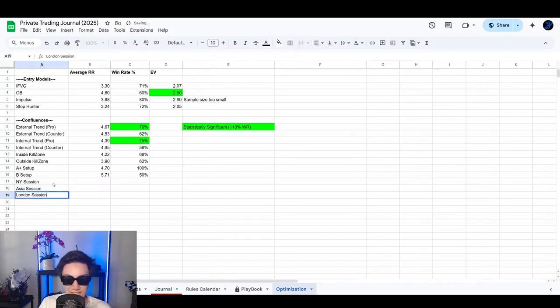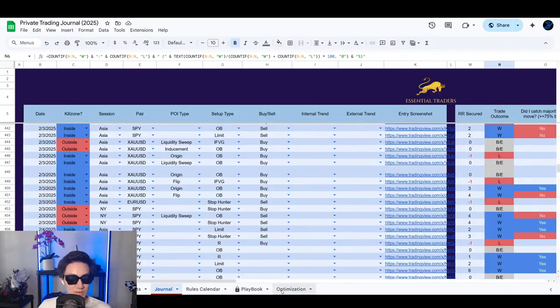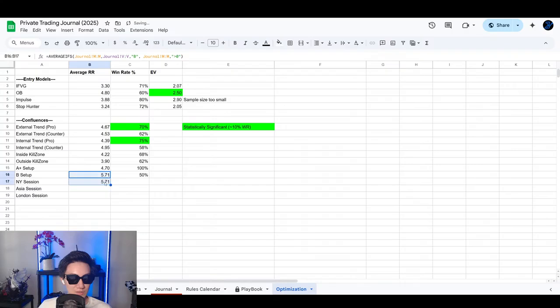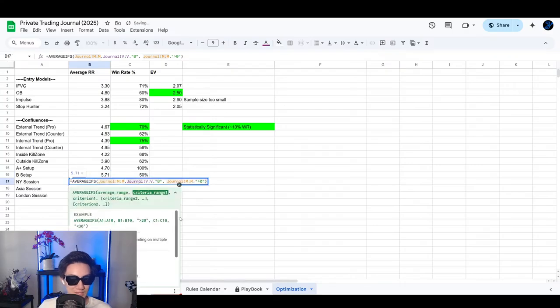But this is exactly how you optimize your trading. A lot of people don't talk about this because they don't know how to optimize their trading. They don't understand whenever I say optimize your trading strategy, what it means and what it entails. This is what it entails. So New York session, literally we just use these formulas we already made earlier. It saves us a ton of time.